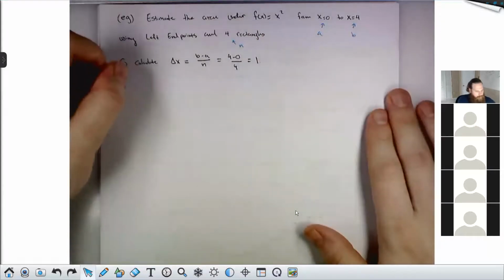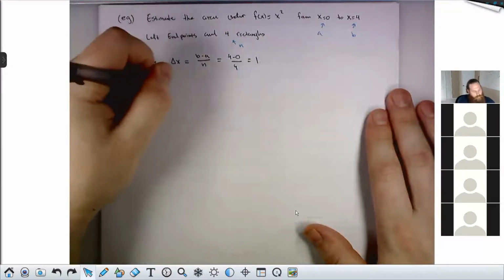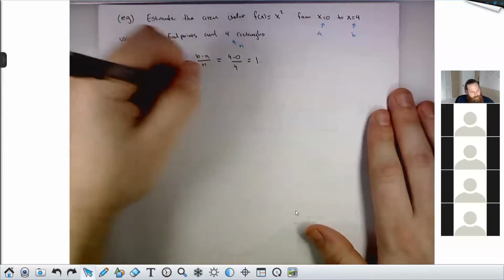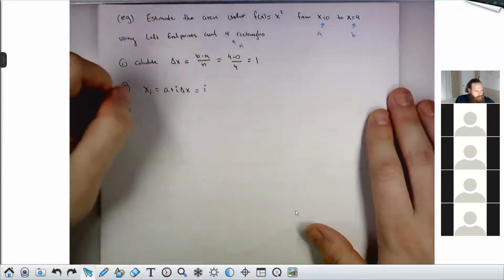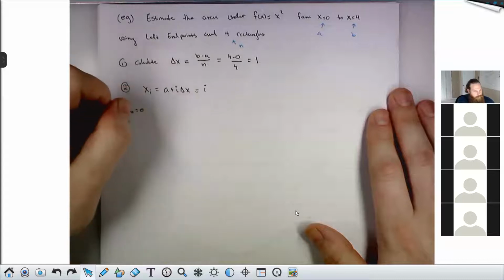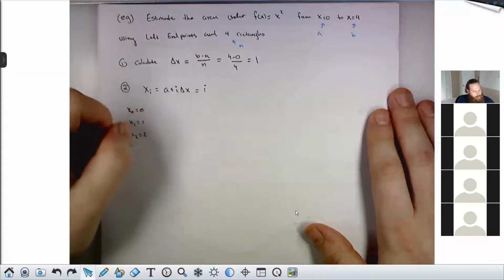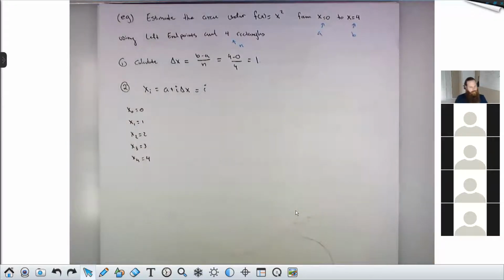The xi's are still following the formula a plus i delta x. a is still 0, delta x is still 1, so this is still i. So x0 is 0, x1 is 1, x2 is 2, x3 is 3, and x4 is 4. Let's draw our picture.